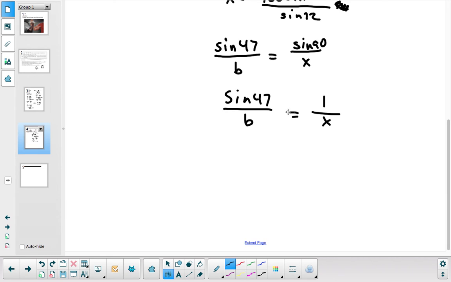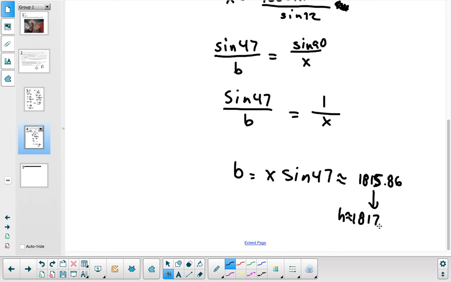So I'm going to multiply by B, multiply by x. B is equal to x times sine 47. We know what x is. It is 900 sine 35 over sine 12. If you multiply that by sine of 47, you get about 1815.86. So this is equal to B, or about. The height of the mountain is B plus 2. So H is about 1817.86.